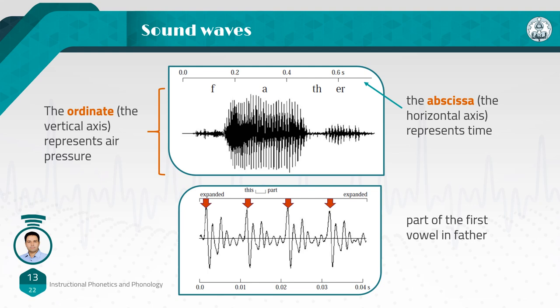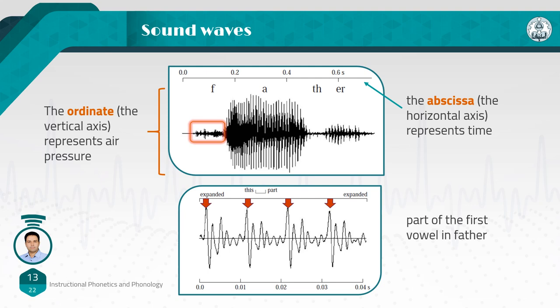In the upper part of the figure, which shows the waveform for the whole word father, the details of the variations in air pressure are not visible because the time scale is too compressed. This is why we expanded one part of the a in the second figure. If you pay attention to the upper figure, the sound f at the beginning of the word father has a low amplitude. That is, the pressure fluctuation is not much different from zero.